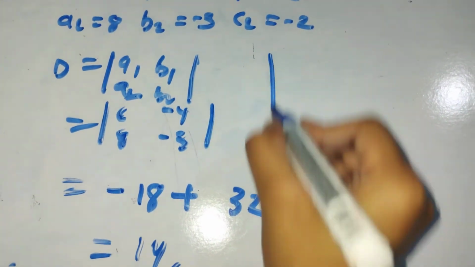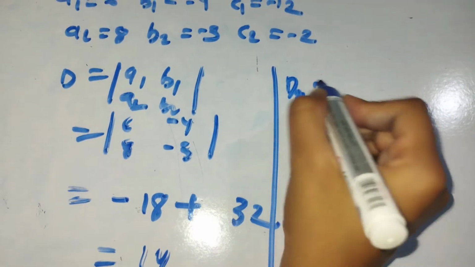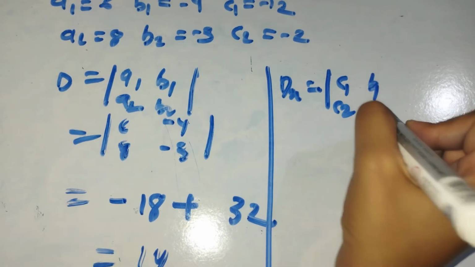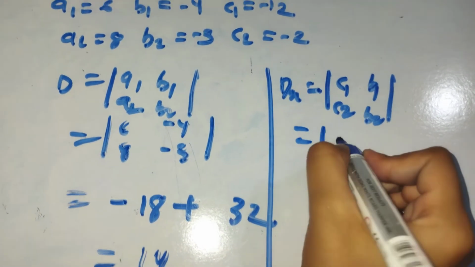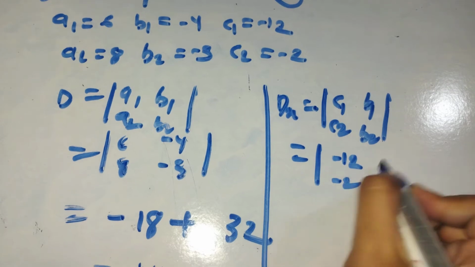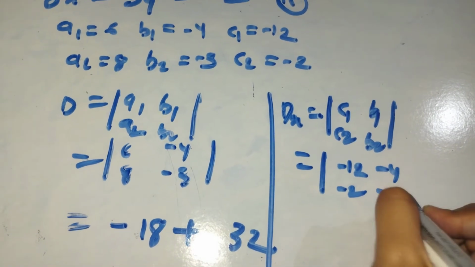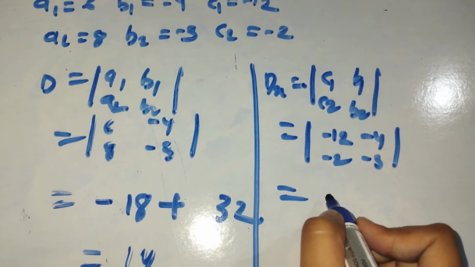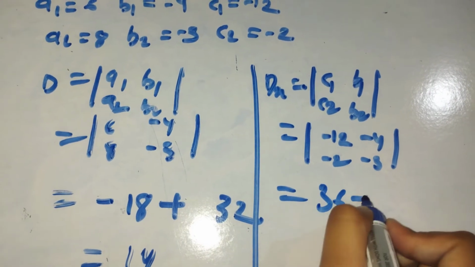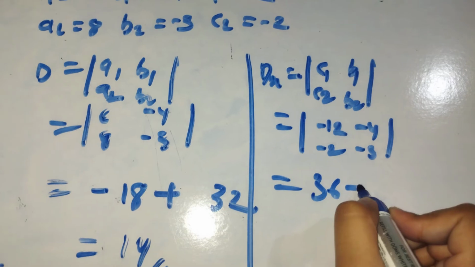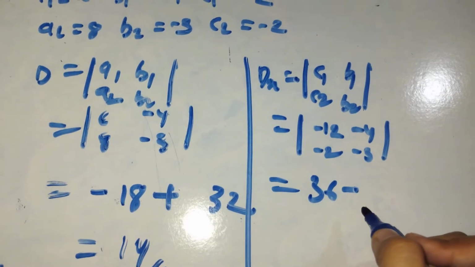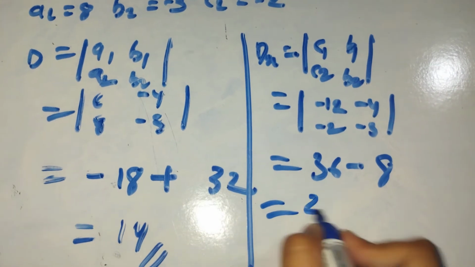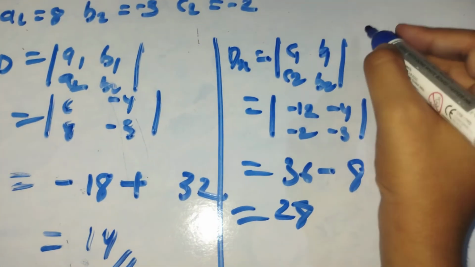Now we will find dx. So c1 c2 b1 b2. Okay, so c1 is your minus 12, minus 2, and b1 is your minus 4, minus 3. So minus minus is your plus 36 and minus is your formula sign, and minus minus will get plus sign. So 2 4s are 8. So subtracting this you will get 28.